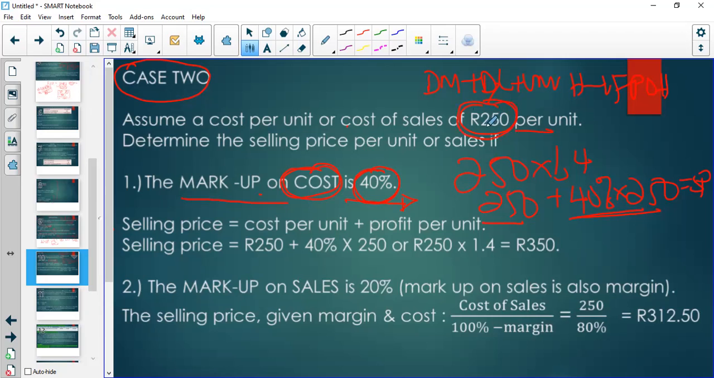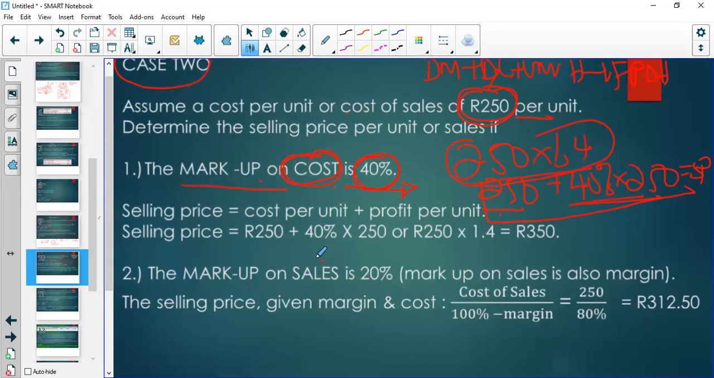But the question requires you to determine the selling price. And they gave you the markup. So you just say the total cost that you get, 40% on top of that. So either 250 times 1.4, or if you want to make sure, you can do it like this. But this is much quicker, right? And then you can also have a case where they tell you the markup on what?